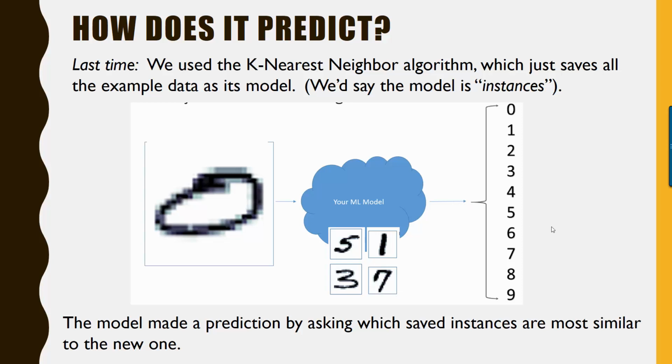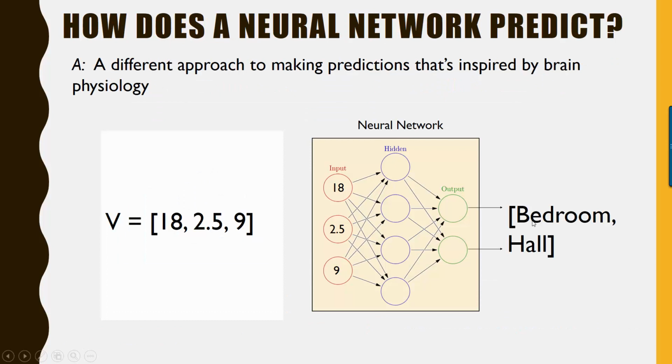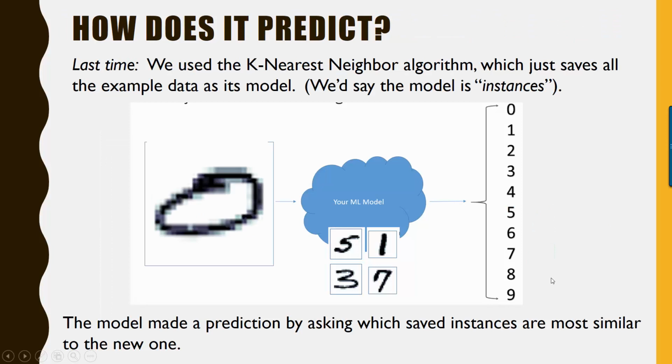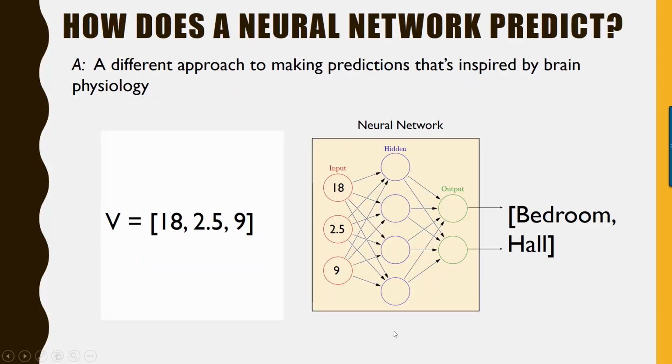So finally, we're at neural networks. A neural network is just a different type of machine learning model. So rather than representing the information by saving all the instances of the training data, it has a more complicated or a different way of representing the training data. And because it represents the training data in a different way, it has a different process that it uses for making a prediction. So this picture right here is the type of thing you usually see when you look up neural network on the internet.